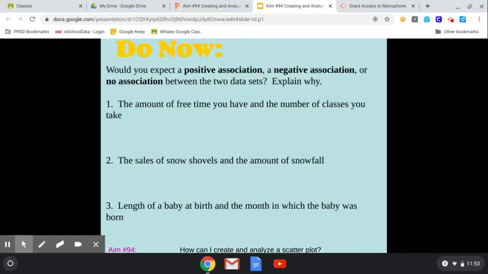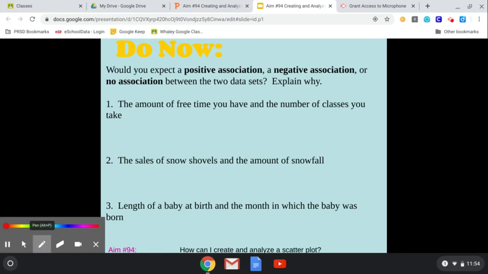For each of these scenarios, what I want you to do is just describe whether you think it would be positive, negative, or no association, and then explain why. I'm just going to walk through it with you. If you want to hit pause and try it on your own and then see if our ideas or our solutions match, feel free to do that.